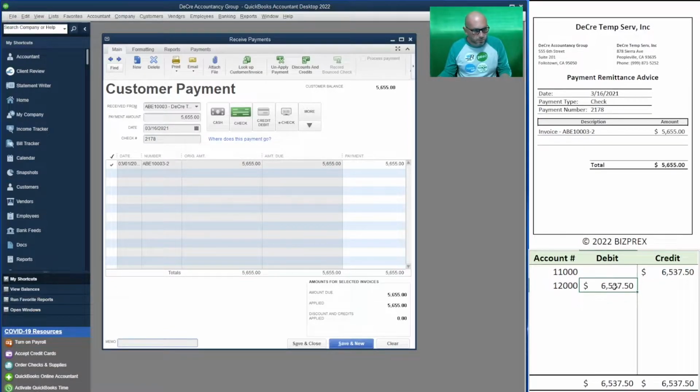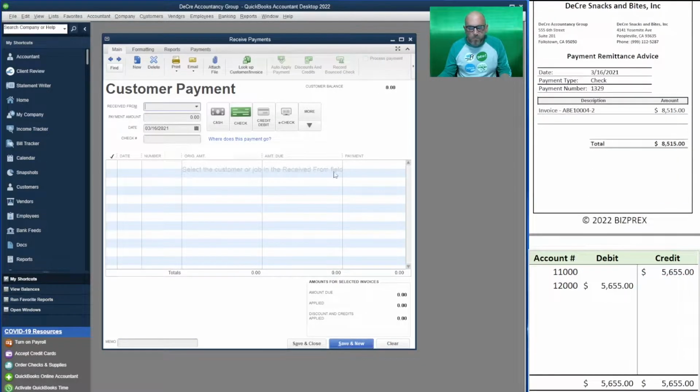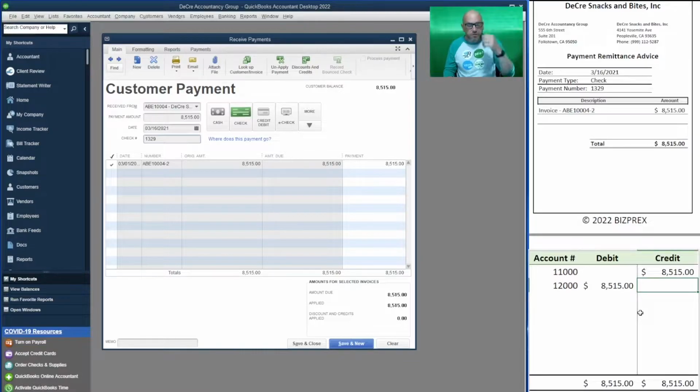Right, here it is again. Debits and credits are in balance. Let's keep going. Okay, here's our debits and credits. Again, 12,000 is undeposited funds, 11,000 is accounts receivable. Our accounts receivable is an asset. It is credited and therefore reduced. Makes sense. We got that check, so it's no longer owed to us. However, it hasn't been deposited yet, so it goes into 12,000, which is undeposited funds.